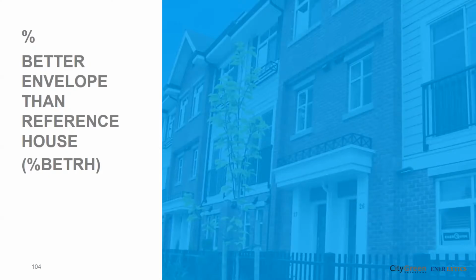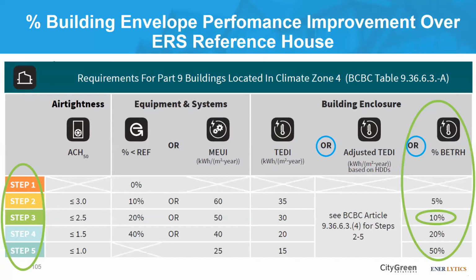So let's look at percentage better envelope than reference house. This is a new metric that was more recently introduced, and it's one of the additional building enclosure metrics included within the BC Energy Step Code. So again, a builder has the option of meeting the TEDI, the adjusted TEDI, or the percentage better envelope than reference house. In this particular scenario, for the Step 3 example, the builder needs to meet 10% better envelope than reference house.